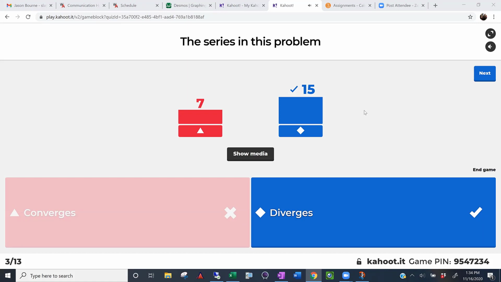Okay. How come it diverges? P is less than 1. Yeah, P is less than 1. That was a P series. P is less than 1, it diverges. So, all right.